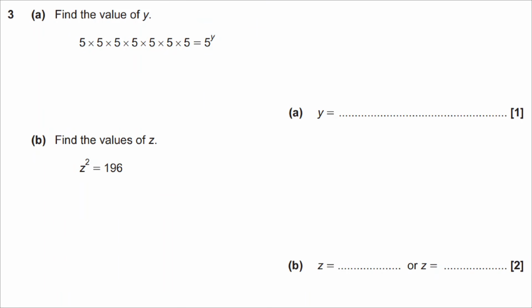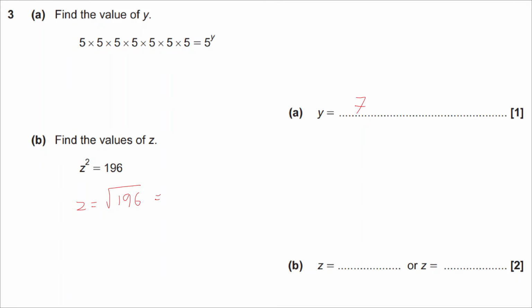Question 3a, find the value of y. It's just saying that you're timesing 5 by itself 1, 2, 3, 4, 5, 6, 7. So the power here has got to be to the power of 7. Part B, it says find the value of z. So something times by itself gives you 196. So you can say that z must be equal to the square root of 196.